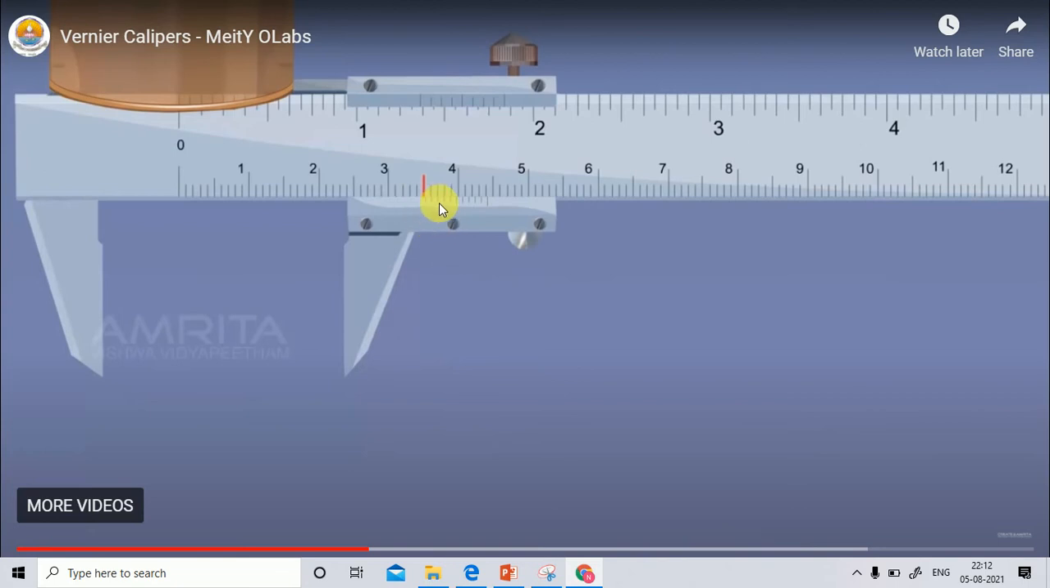Out of all these lines, only one line will coincide with the main scale reading. For me, the 0th line is not coinciding properly, the first line is not coinciding properly, and the second line, if you observe, is in contact with the line in the main scale. So here I can consider the vernier coincidence as 2. Apart from 2, no other line is coinciding properly. So let us see the procedure here.